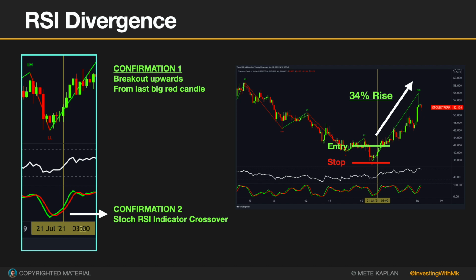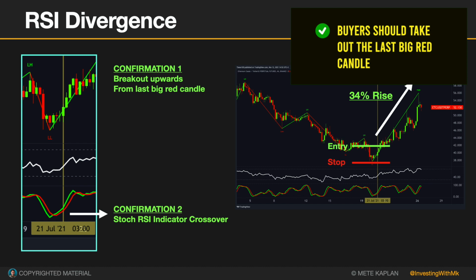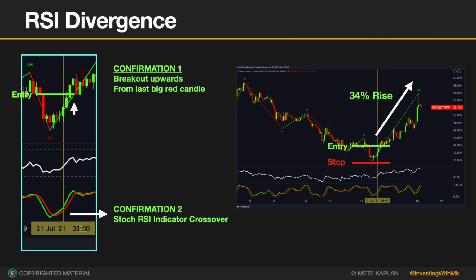Now, if you are looking for a long position, the ideas are totally the same. This time you look for the last big red candle around the lower low. This was the last effort of the sellers. If we can take out this candle, we can beat the sellers. Secondly, confirming with the stock RSI crossover. This time, it was a 34% gain in Ethereum Classic.